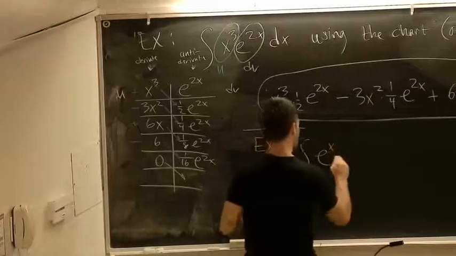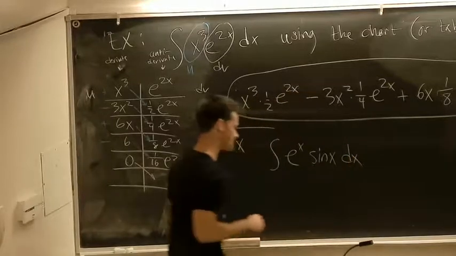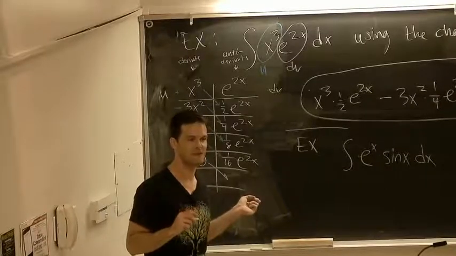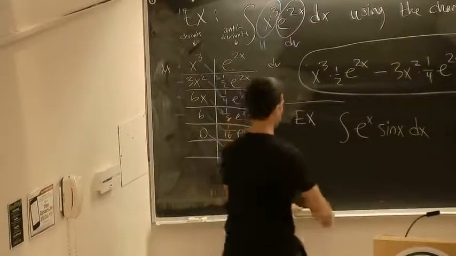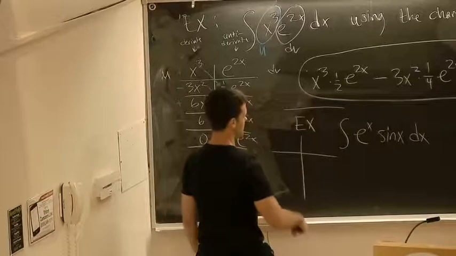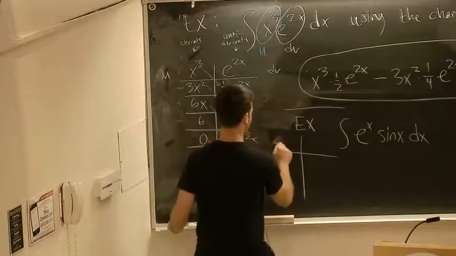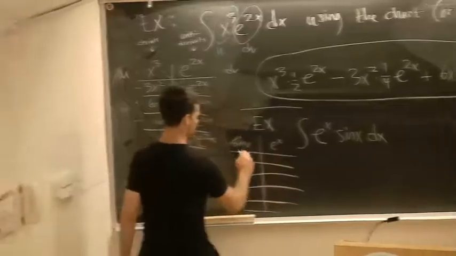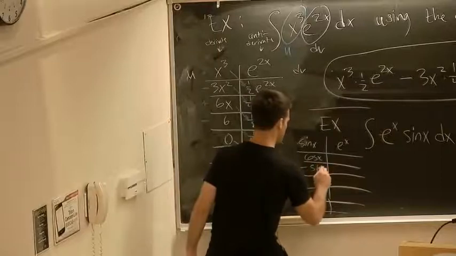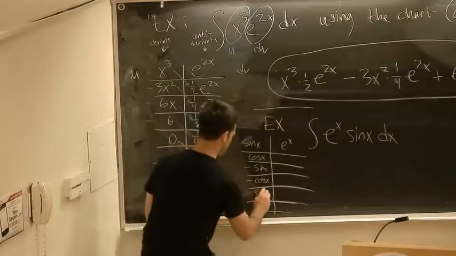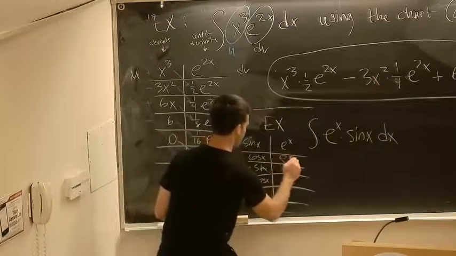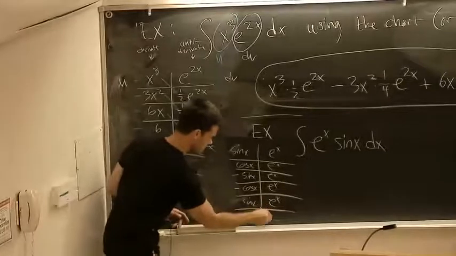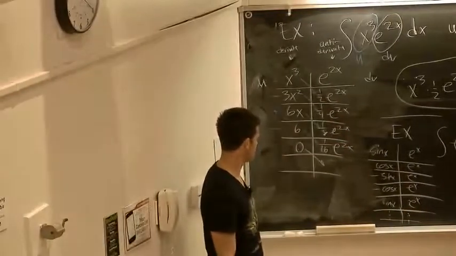How about this one? Some of you might recognize it: the integral of e to the x sine x dx. Does anyone remember this one? Well, if we try to do it here, let's say I set sine x as u, and e to the x as dv. We'll just get sine x, cos x, negative sine x, negative cos x, sine x. Wait a second, this one's never going to stop. And then e to the x, e to the x, e to the x, e to the x. It never stops, right? It just keeps on going. So you'd be like, well, that's not so great.